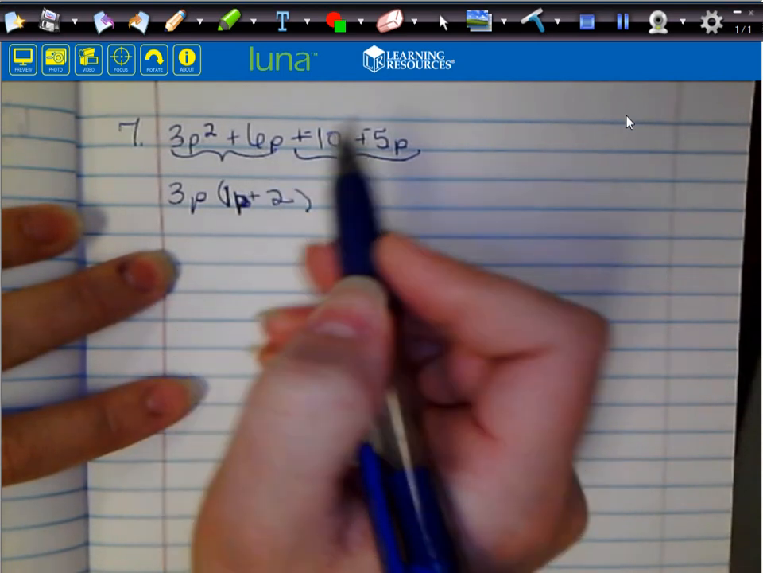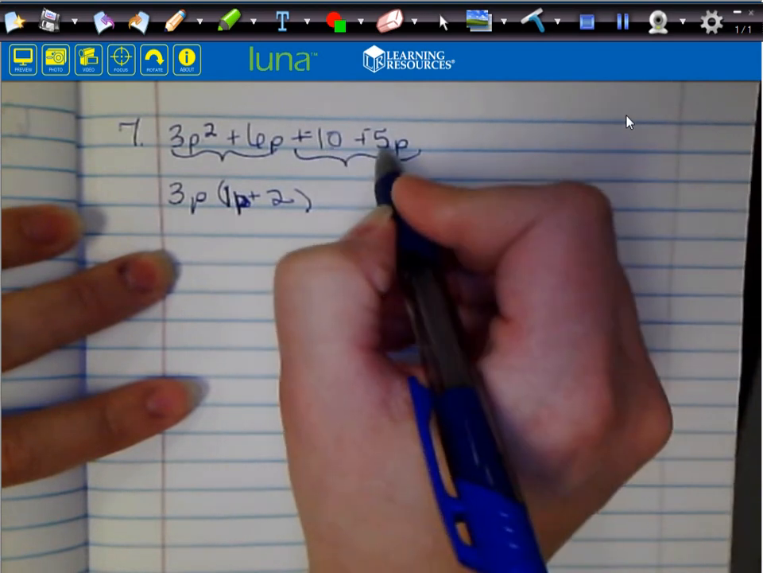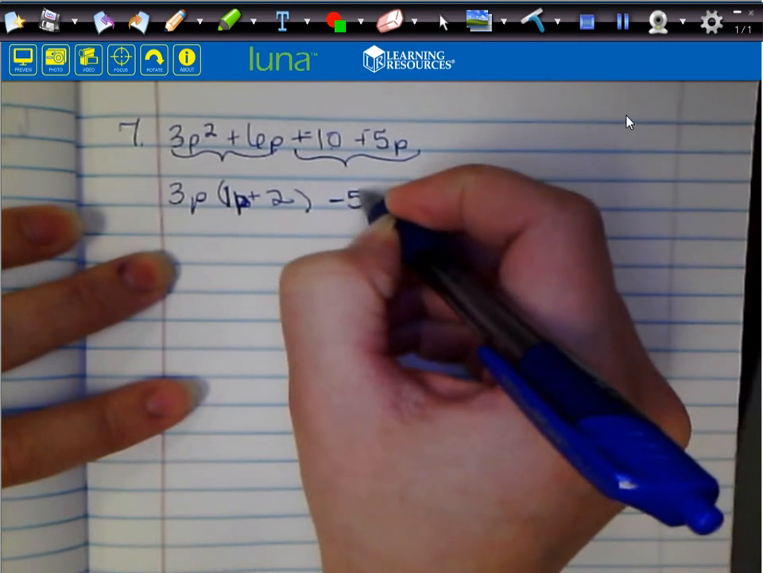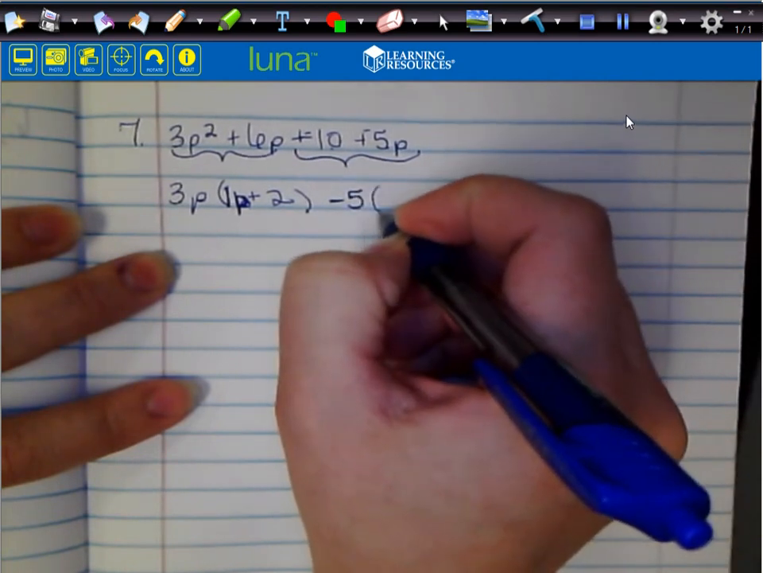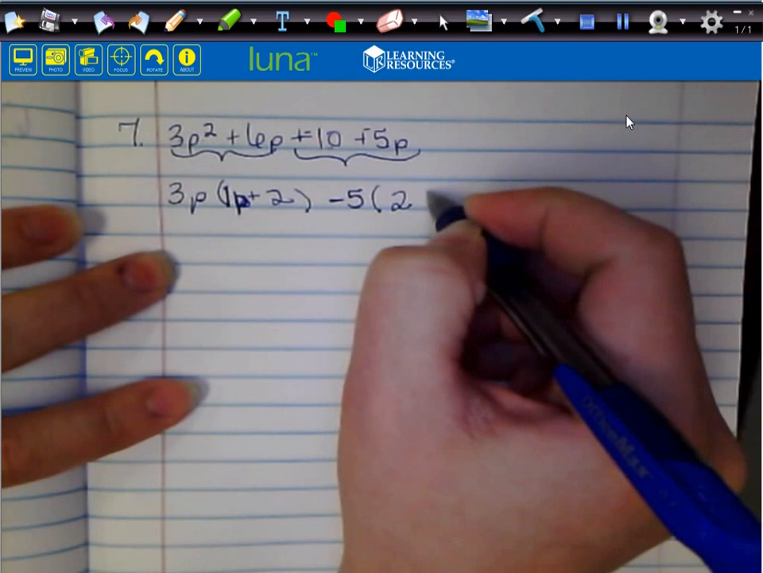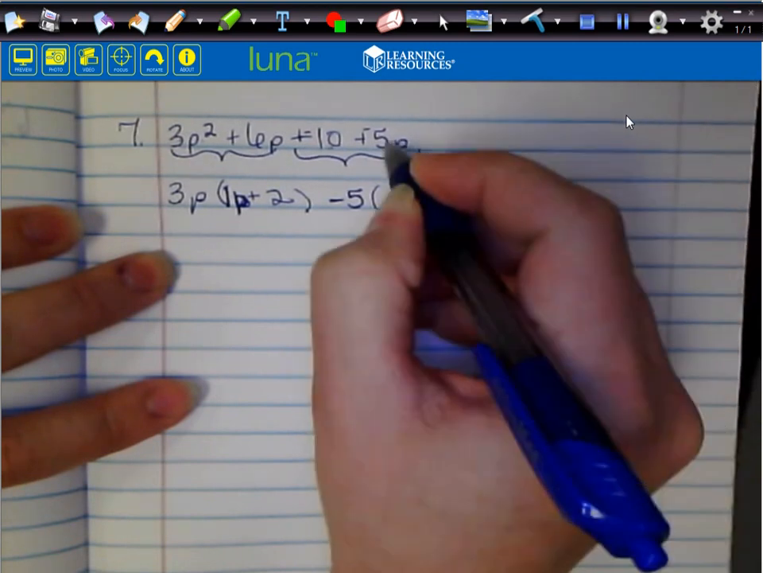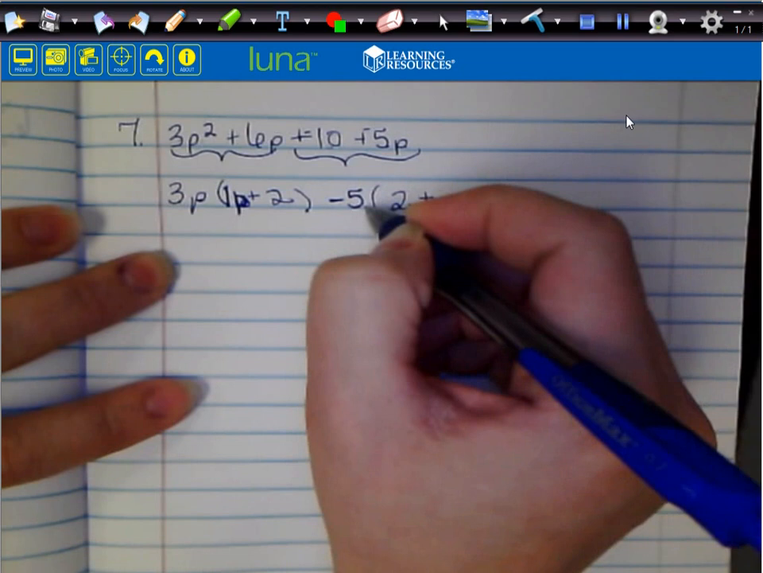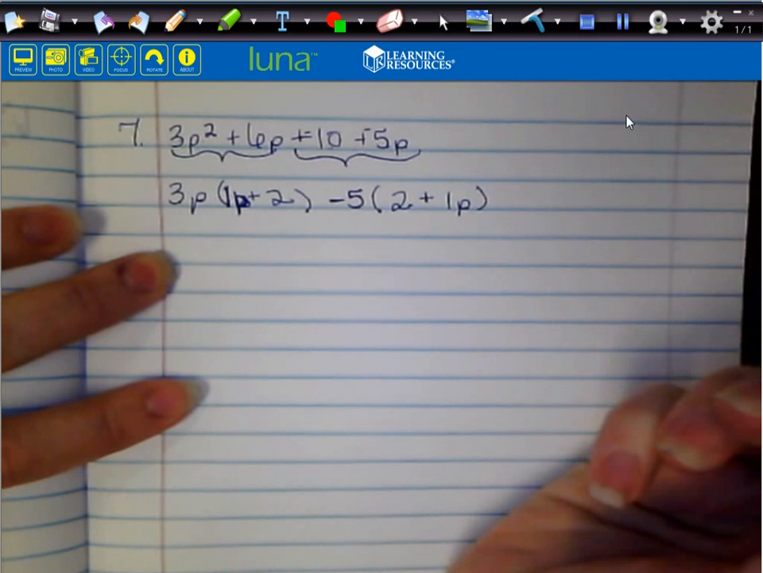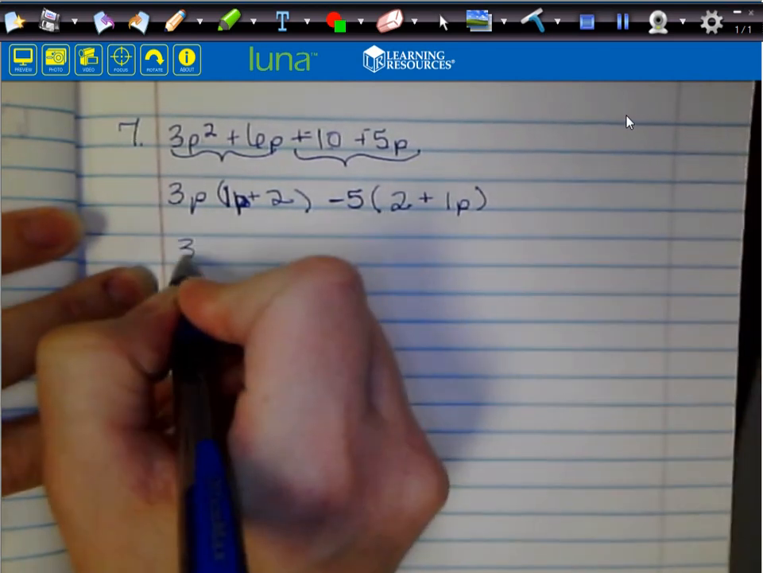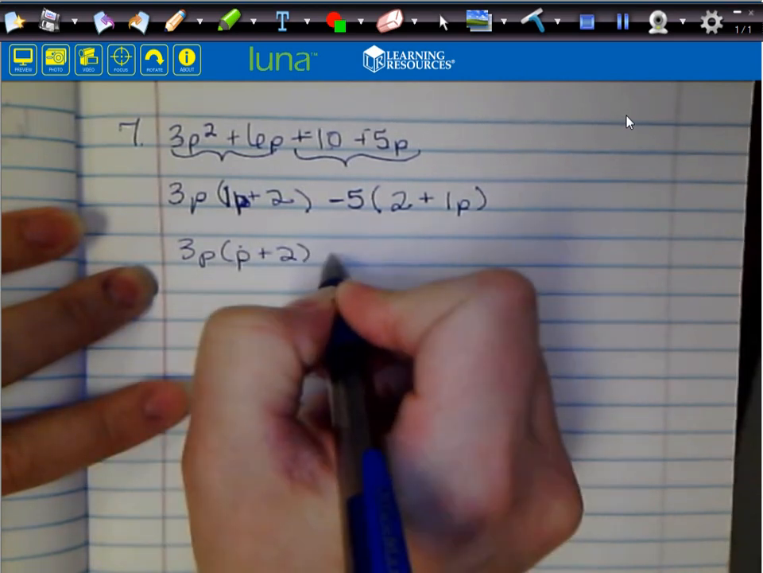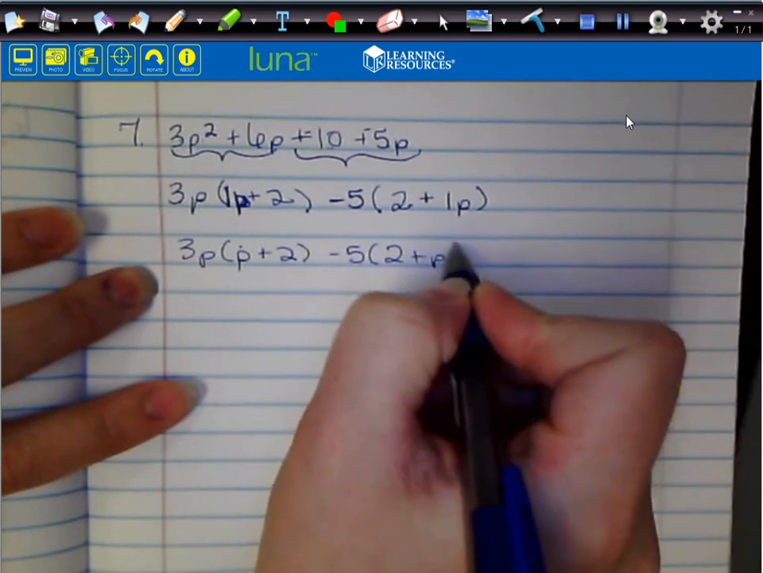And now I'm going to come over here to my negative 10 and my negative 5, and my greatest common factor here is going to be a negative 5. So I'm going to factor out a negative 5, and it's going to give me negative 10 divided by negative 5 is going to give me 2 plus negative 5p divided by negative 5 is going to give me 1p. Okay? That's the exact same thing as saying 3p times p plus 2 minus 5, 2 plus p.